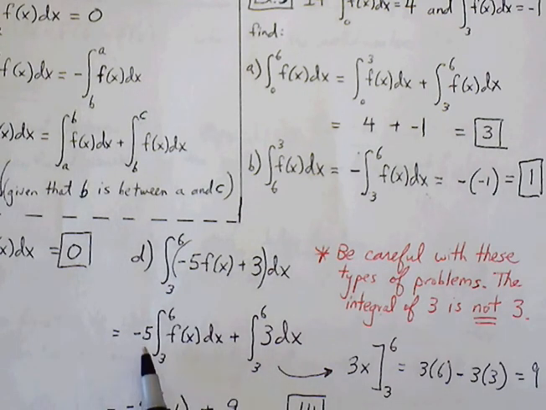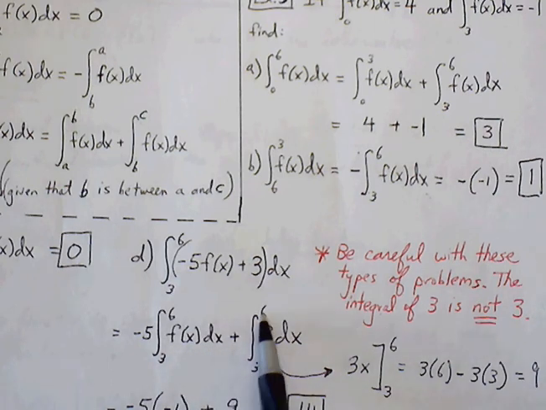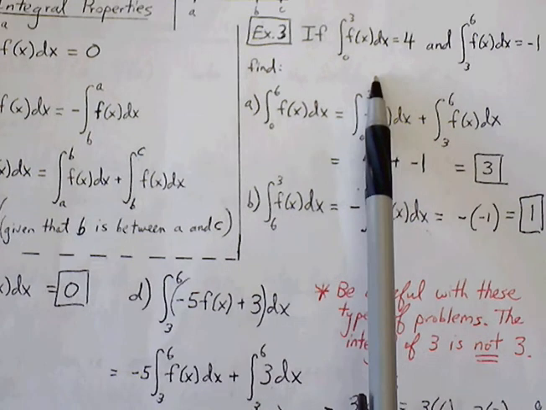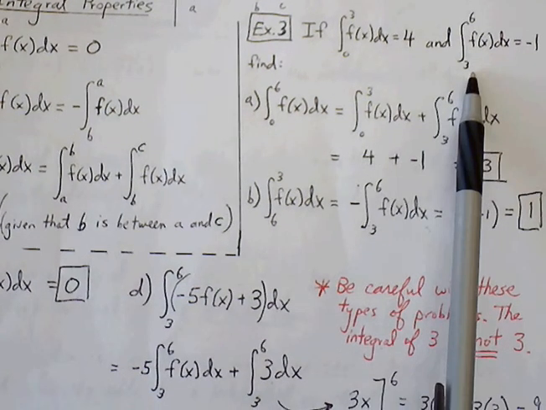Negative 5 times the definite integral of f of x from 3 to 6, plus the definite integral of 3 from 3 to 6. So we know what this value is. The definite integral from 3 to 6 of f of x will give us negative 1, so we can make that substitution.